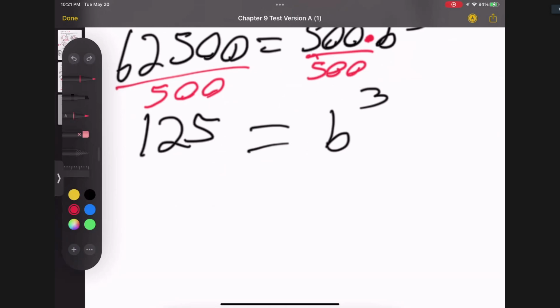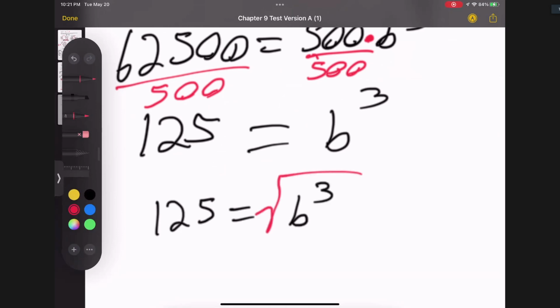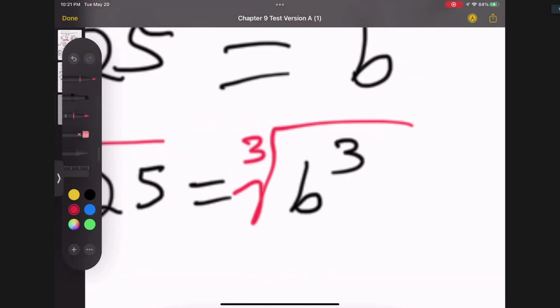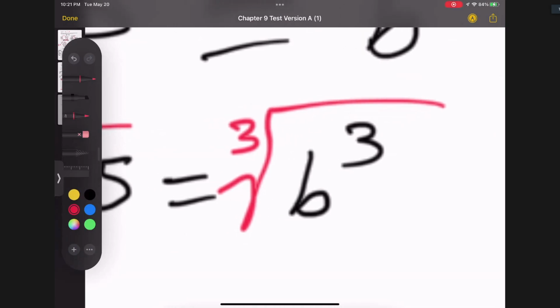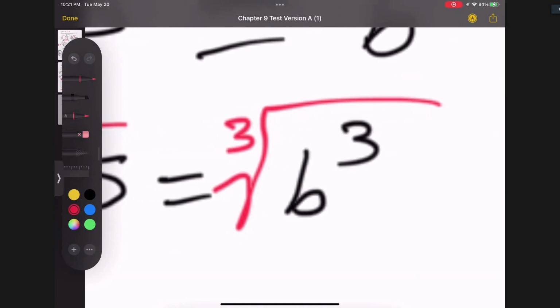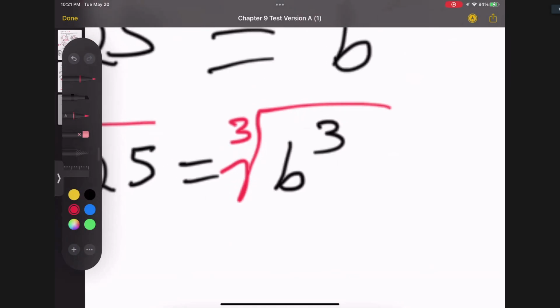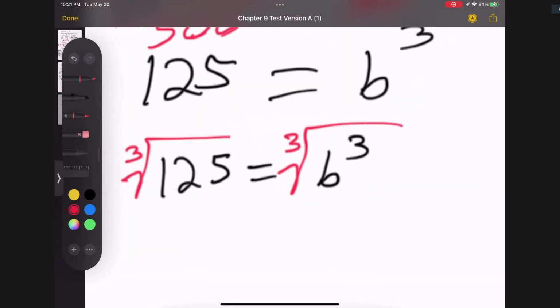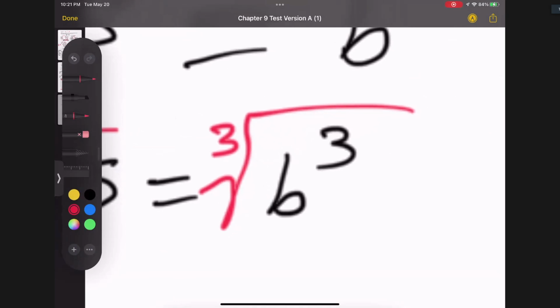So let me write this down on the side right over here. 125 equals b to the power 3. What you are going to be doing is not the square root. This is called the cube root. This number right here is the power of 3, that is your exponent. The red 3 is called the index of the radical. The index has to match up with the same exponent.